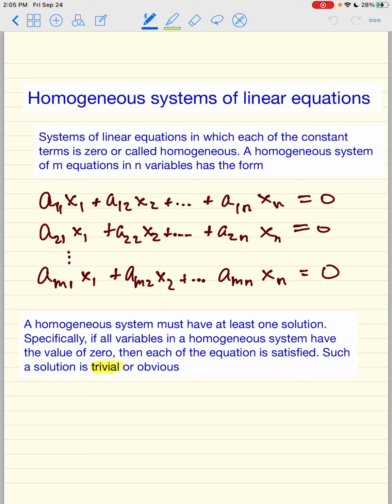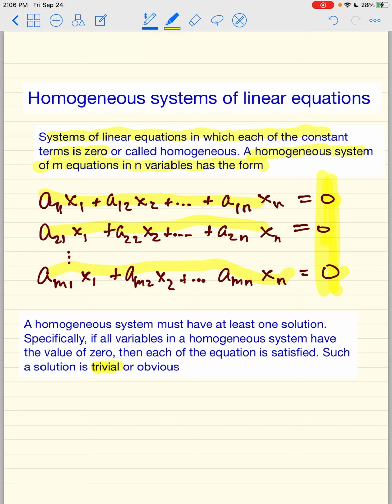The final piece of this chapter is actually really important. Homogeneous systems of linear equations is basically a system of linear equations in which each of the constant terms, remember what constant terms are, it's the last one, that's why it's important for the definitions, is 0. A homogeneous system of m equations in n variables has this form. So we have an equation equal to 0, an equation equal to 0, an equation equal to 0.